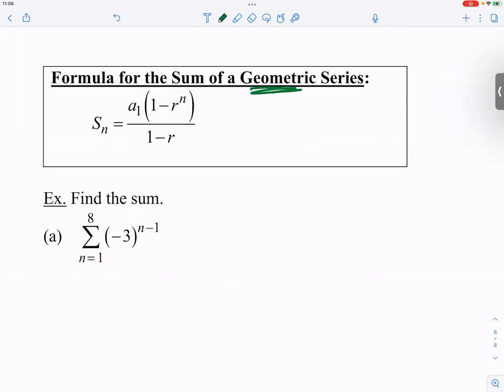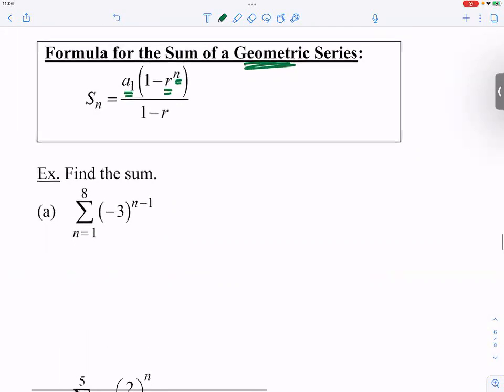So you have A1, you have the R, which is the ratio, and you need to know the N value. If you look at the first example with the summation notation, it's very straightforward. We're saying, please add up the first 8 terms, so N is equal to 8. The formula resembles the nth term notation, because you have A1 times R to the N minus 1. So what is A1 in this case? It should be the number in front of the parentheses, and since you don't see any number, A1 must be 1.